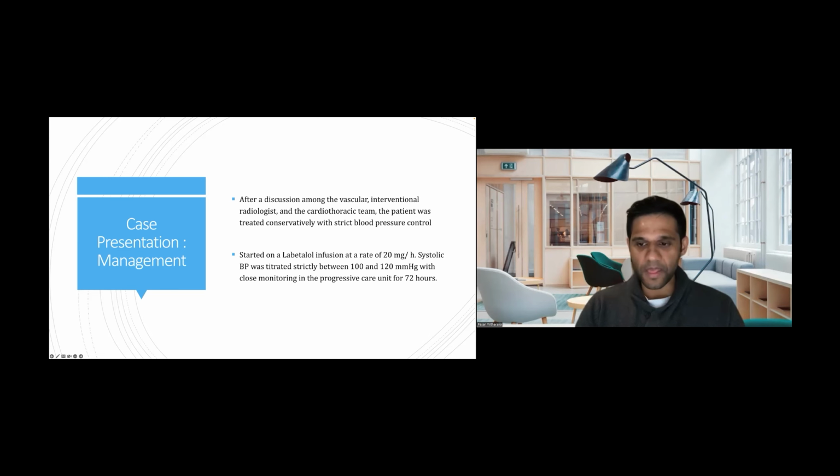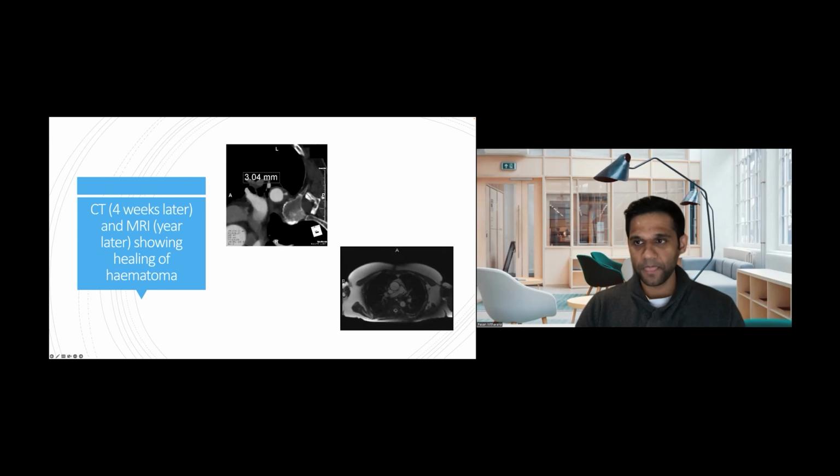The patient was started on a labetalol infusion at a rate of 20 milligrams per hour. The systolic blood pressure was titrated to be strictly between 100 and 120 millimeters of mercury, with close monitoring in the progressive care unit for 72 hours. Now, exciting news: we repeated the CT scan 4 weeks later, and what did we see? We saw the hematoma was actually getting better.